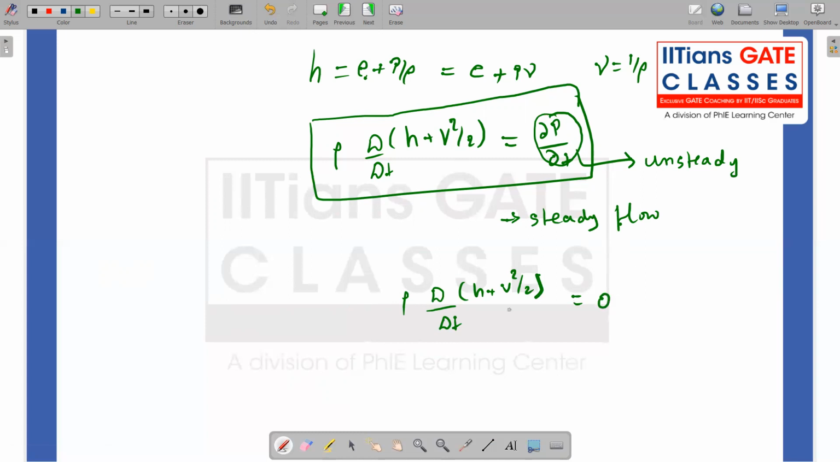Now you see, a differentiation of something is yielding 0. That means the term which is inside the differential, or which is differentiated, has to be constant. So that means H plus V square by 2 is equal to constant. So we define this constant as the stagnation enthalpy H naught.